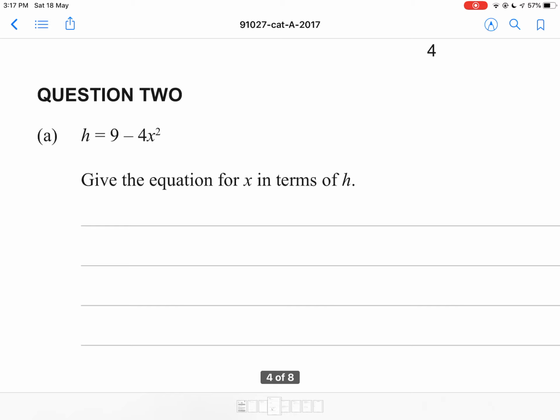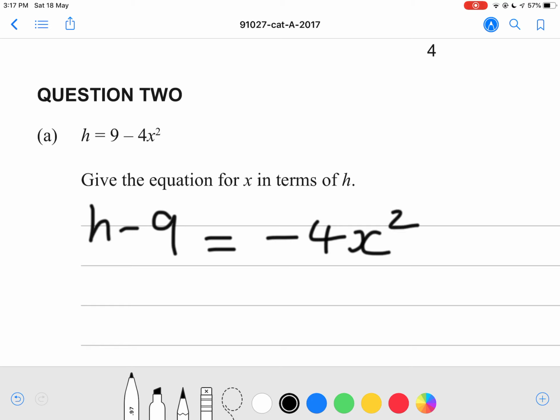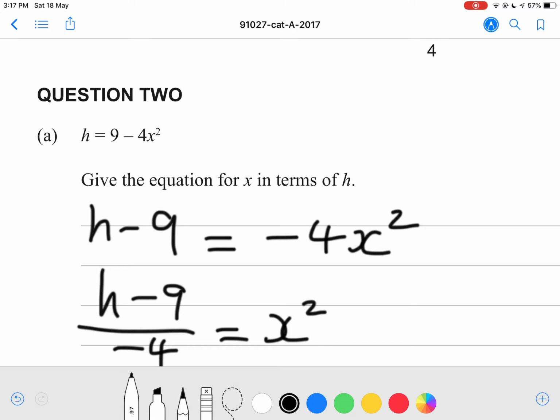So we have 9 minus 4x squared. If we move the 9 to the other side, it'll become negative 9. So h minus 9 is equal to negative 4x squared. You see it's negative 4 times x squared, right? So when we move the negative 4 to the other side, we're dividing by negative 4, because if we multiply something on one side, we divide it on the other side. So h minus 9 divided by negative 4 equals x squared.